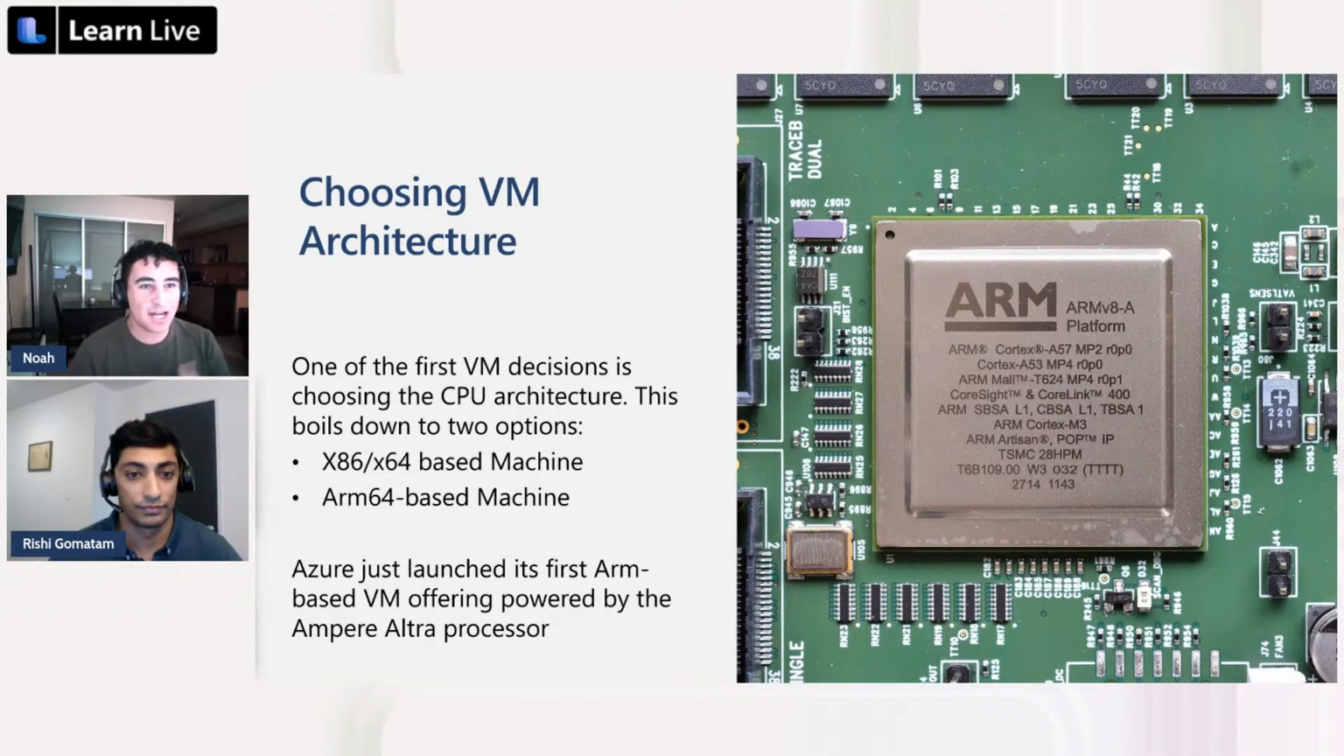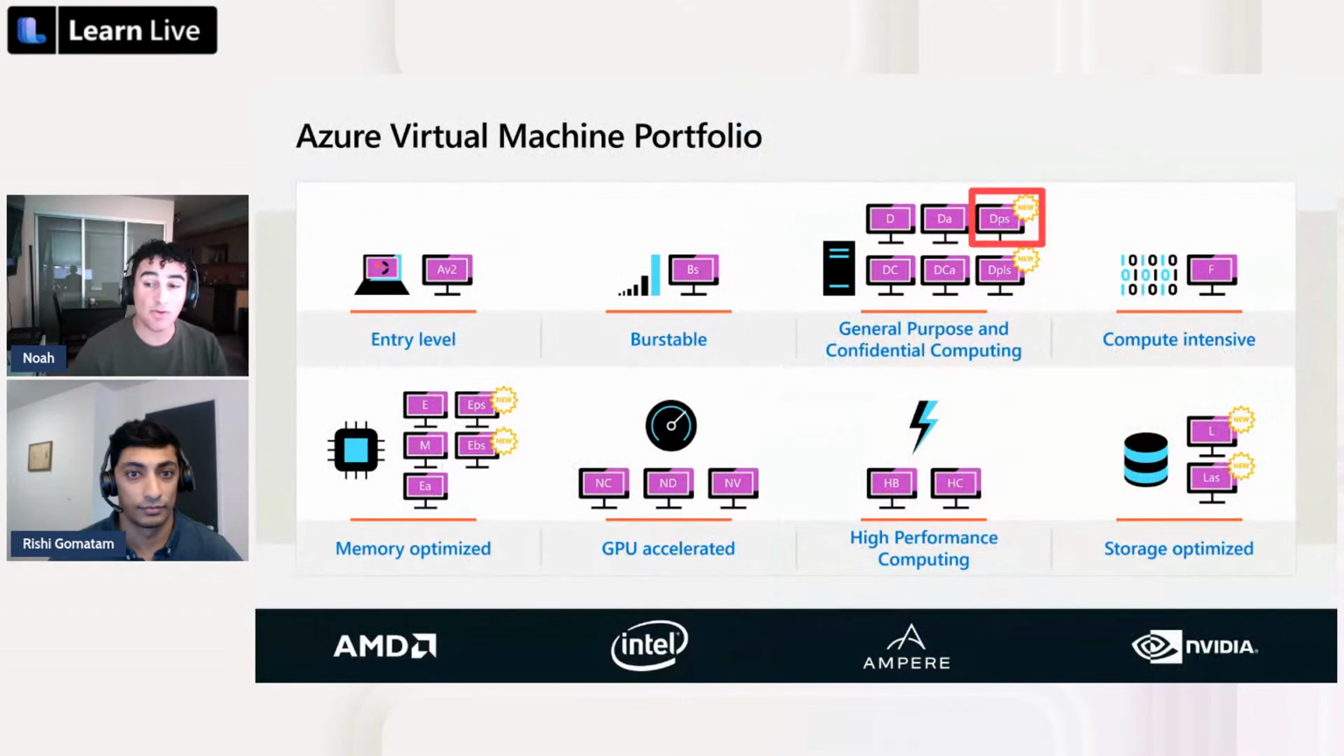So now that we've covered the background on CPU architecture, that first decision that you need to make when you're deciding what VM you want to deploy, Rishi is going to go over the different scenarios and VMs for those scenarios. Sounds good.